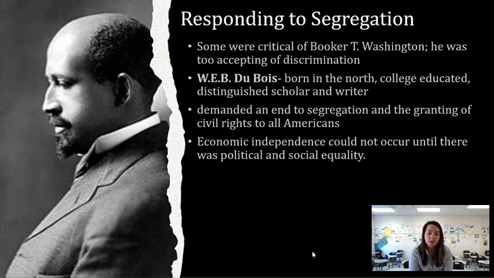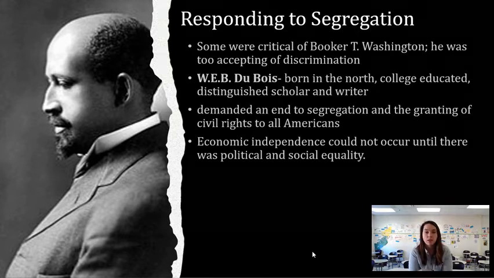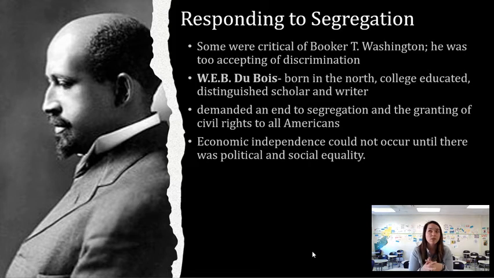And he demanded that politically, voting rights need to be returned and segregation needs to end, and grant immediate civil rights to all Americans. To us, that just seems like basic common sense, but at that point in time, it was more radical. He argued that economic independence could not occur until there was political and social equality, where Booker T argued, yes, we can have economic independence, and then that will lead to political and social equality.